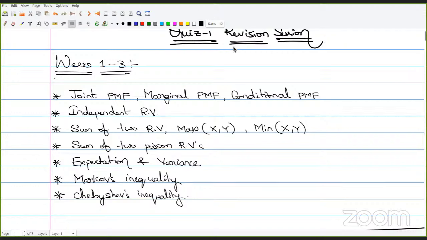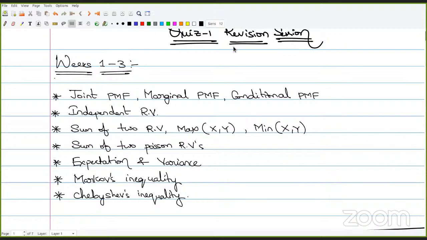And later on, we will move to independent random variables, and we will see the sum of two random variables, how the probabilities vary, and what is the max of X, Y and min of X, Y in a joint PMF. And later we will see one more important topic, which is the sum of two Poisson random variables and some conditional distribution on the sum of two random variables.